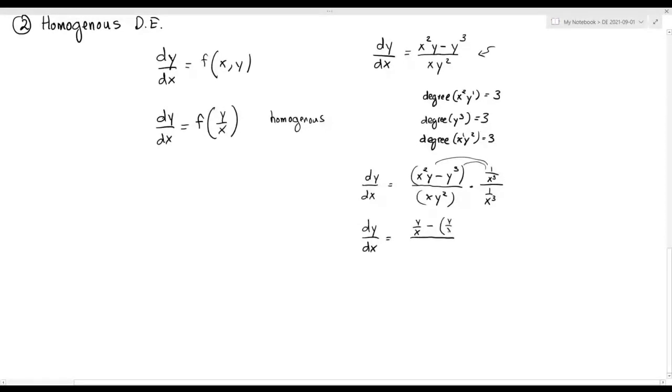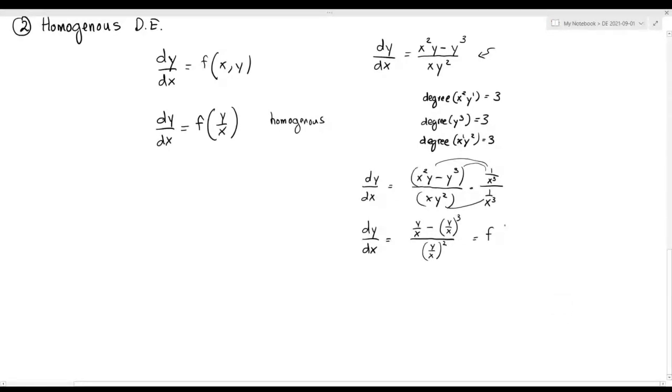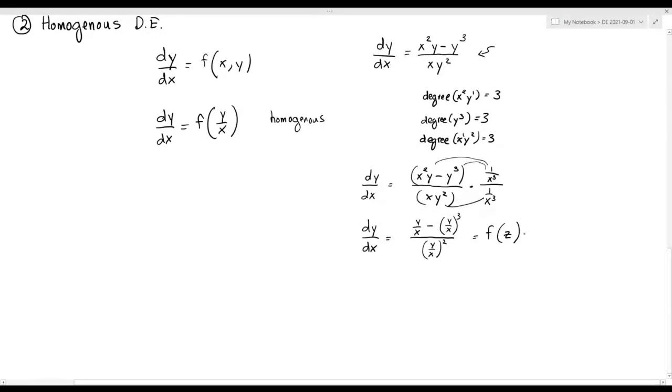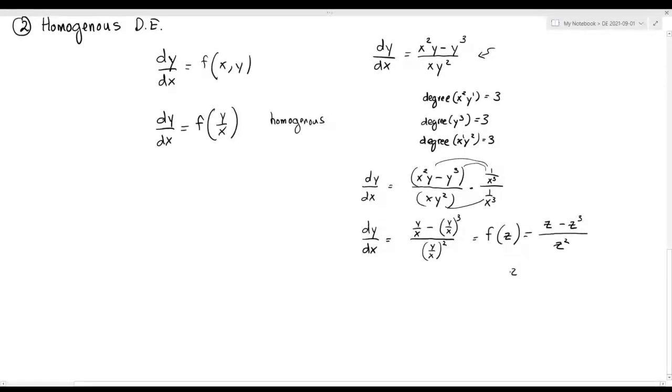So let's think of that as y over x cubed. And then the denominator, we're going to get y squared over x squared. So that's y over x quantity squared. So you see that we can think of this as a function of y over x. This is a function of z, where we have z minus z cubed divided by z squared, where z happens to just be the expression y over x.